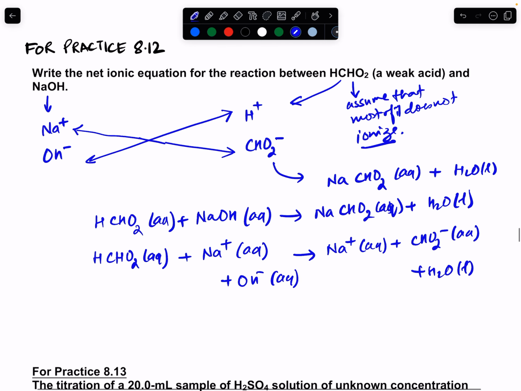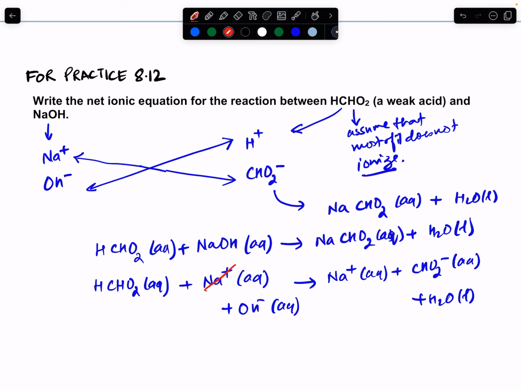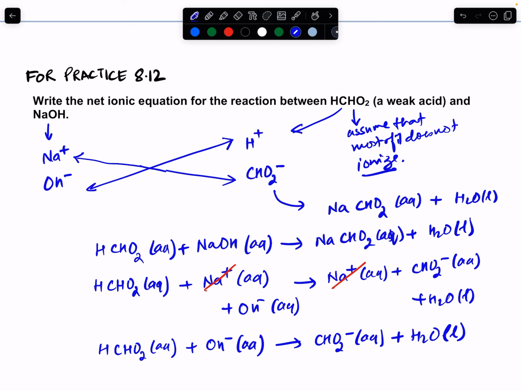All right, now it's time to cancel out the spectators. So these two go away, nothing else can be cancelled. So you have your net ionic equation, which is HCHO2 aqueous plus OH minus aqueous gives us CHO2 minus aqueous plus H2O liquid.